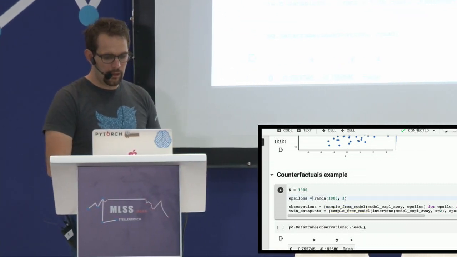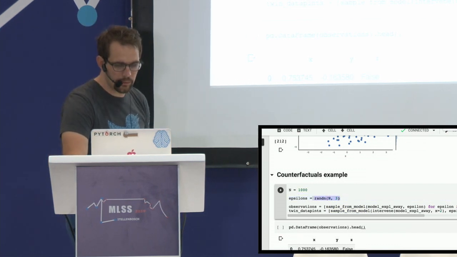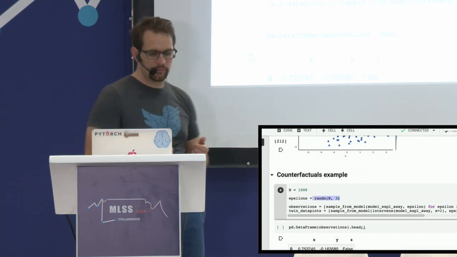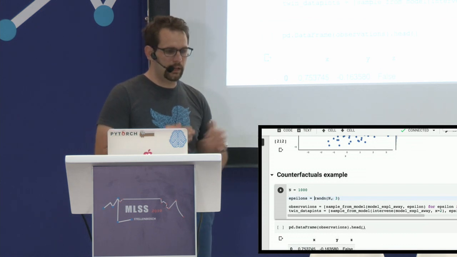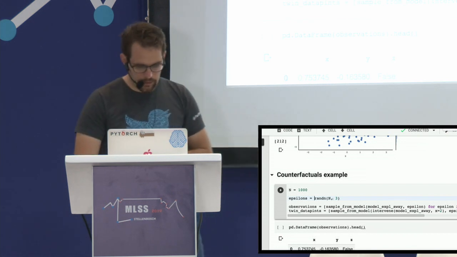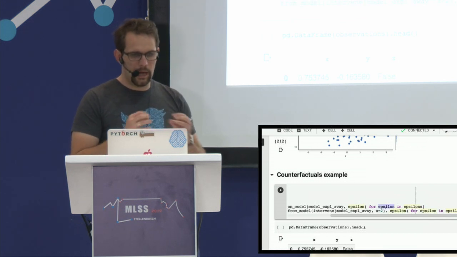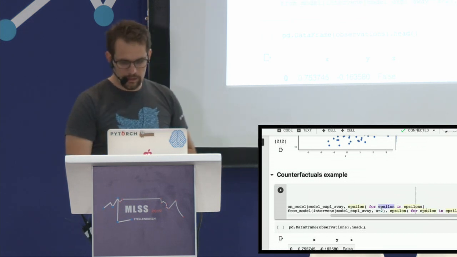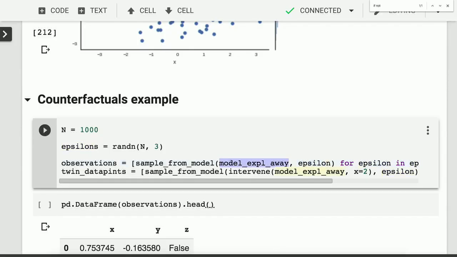So I say, I want to create n equals 1,000 samples. I know that I'm going to need 3 epsilons for this model, so I'm going to create n times 3 epsilons. N equals the number of data points, 3 equals the number of different epsilons. Then for every particular epsilon vector in this epsilon matrix, so this just walks through the rows of the matrix, I'm going to plug this epsilon into this model explaining away. So this is what I get, observations.